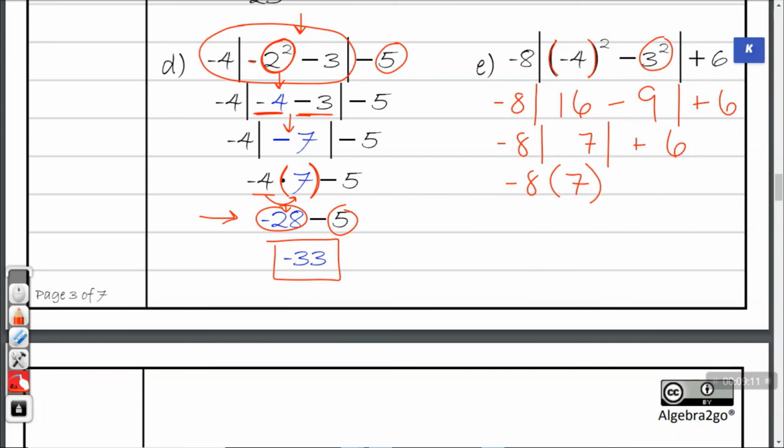I just change it to parentheses and make sure that it's positive at that point. And then I continue on, negative 8 times 7. And if you multiply negative 8 times 7, I'm going to get negative 56. And negative 56 plus 6 gives me a negative 50 altogether. All right, hopefully you got that same answer. All right, let's keep going.